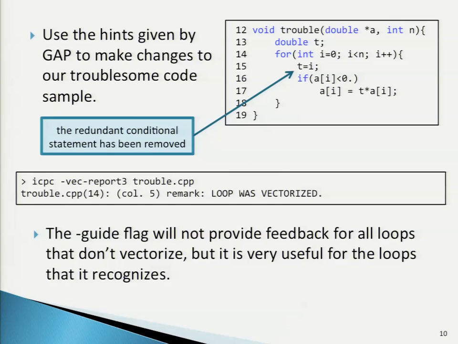So we can modify the code like this. We can just set t equal to i, and then if the value here is greater than or equal to 0, this will just get ignored. And as a result, when we recompile after making our little change, we get the result we were looking for.